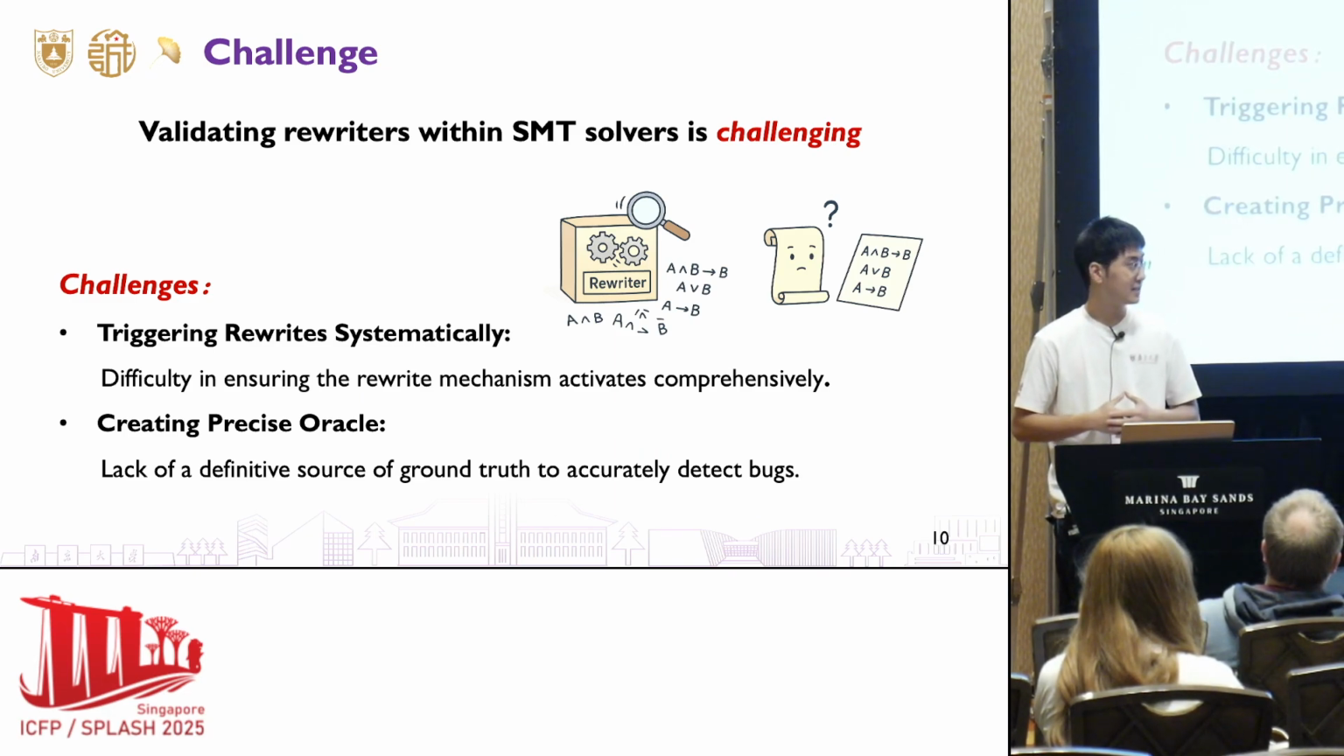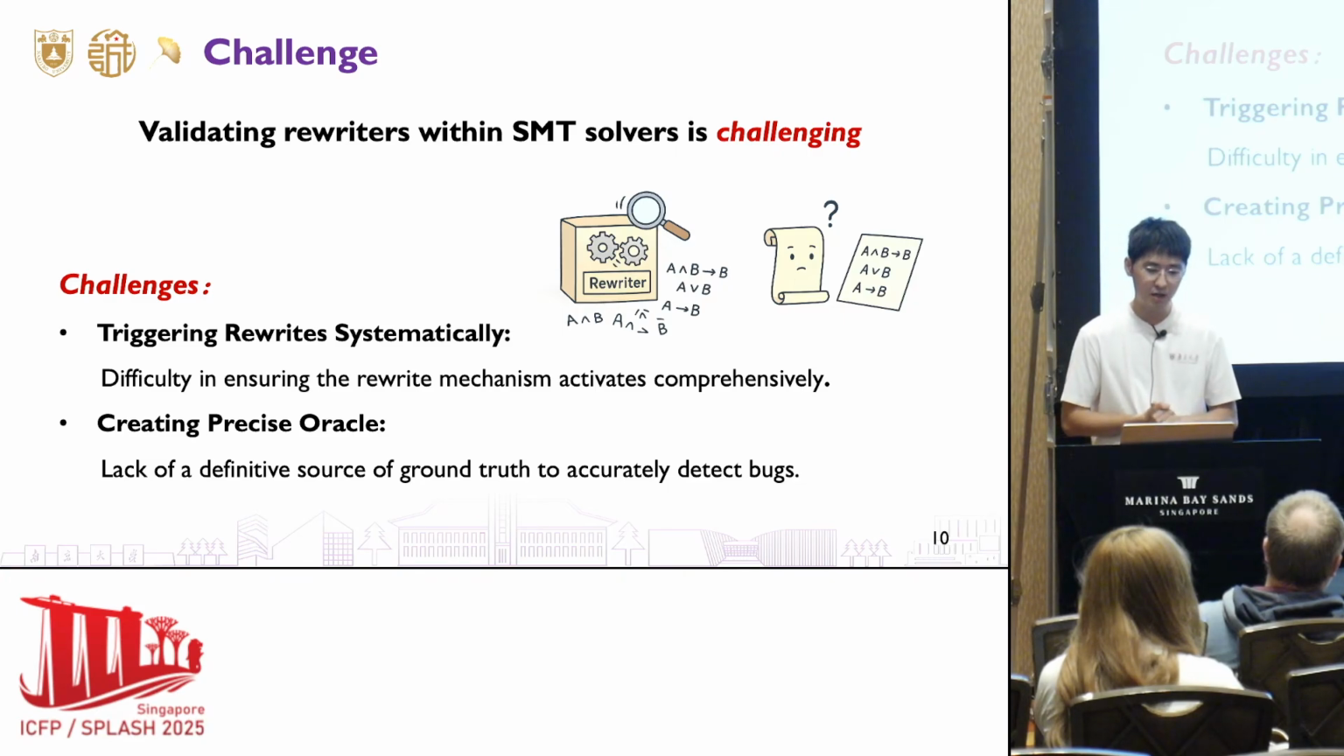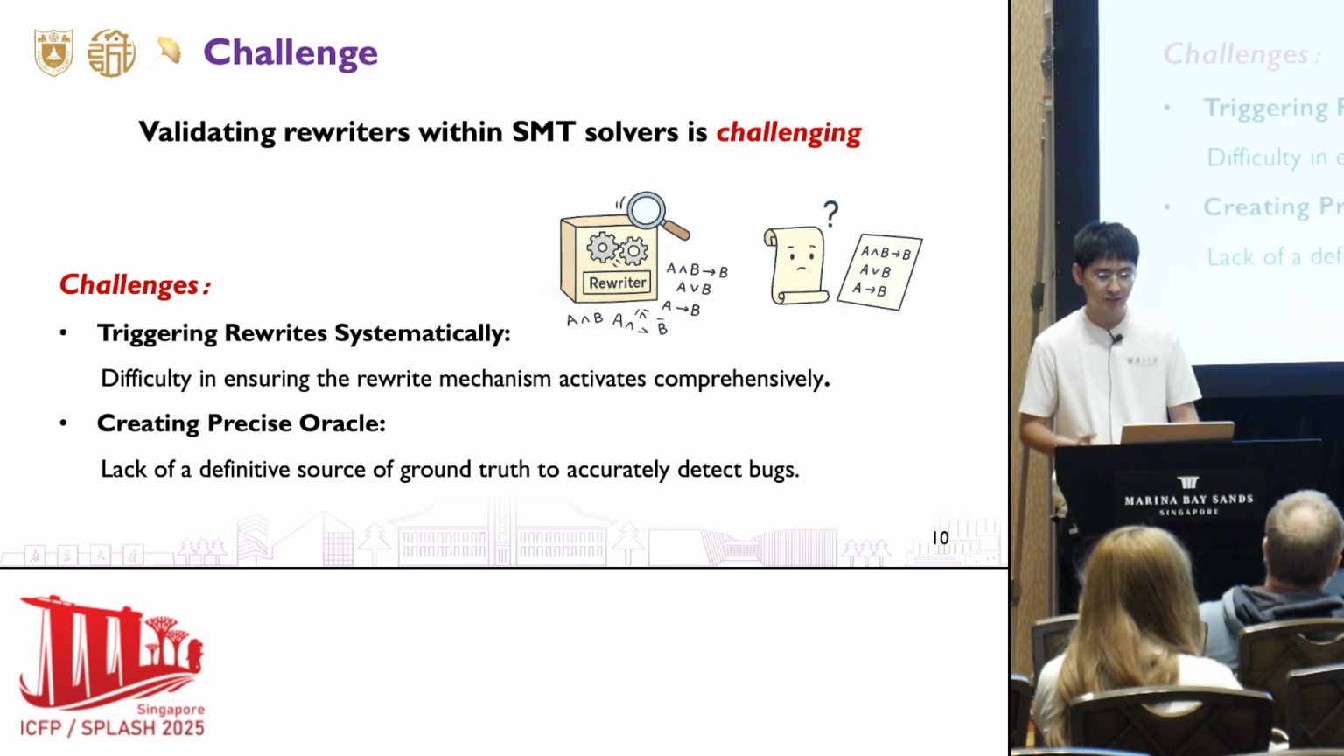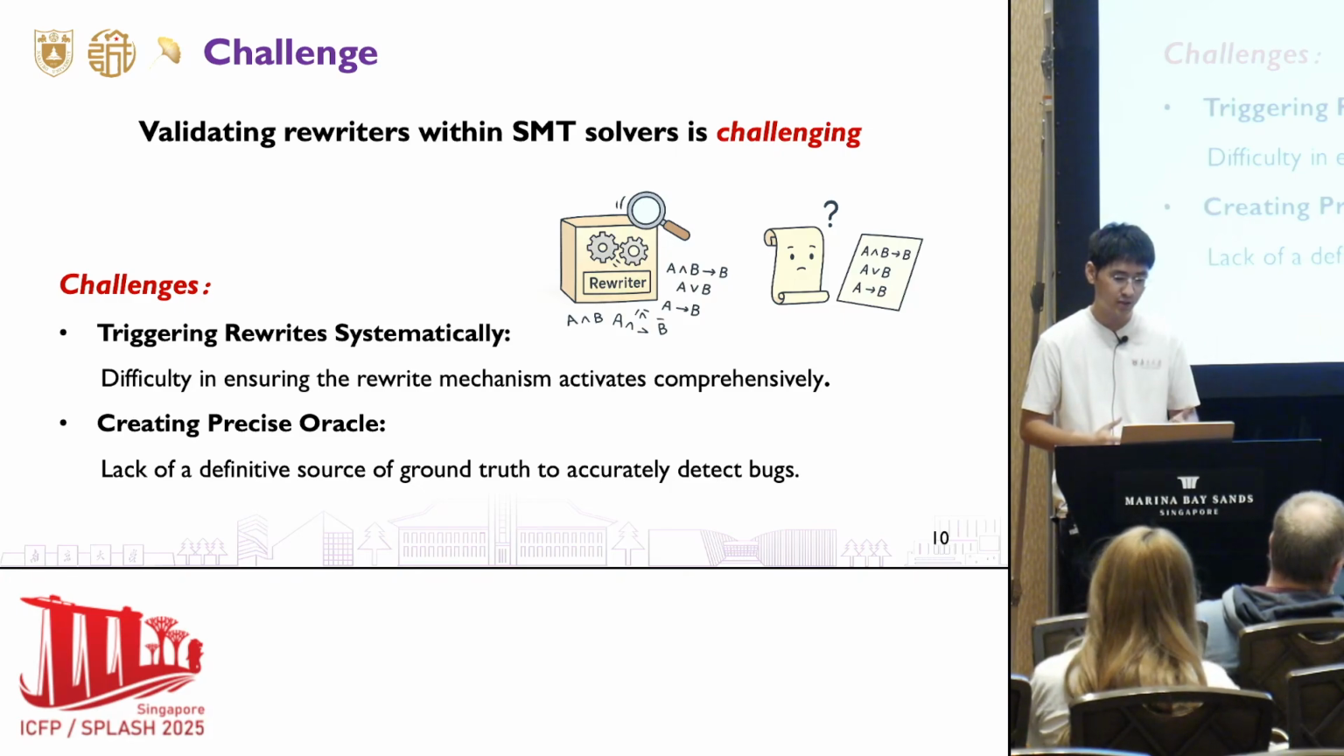But despite its importance, testing the rewriter is difficult. Two main challenges stand out. First, how do we make sure our test inputs really trigger rewriting? Without broad coverage, some rewrite rules might never be exercised, leaving hidden bugs undiscovered. Second, even if we trigger rewriting, how do we check the correctness of the solver's output?